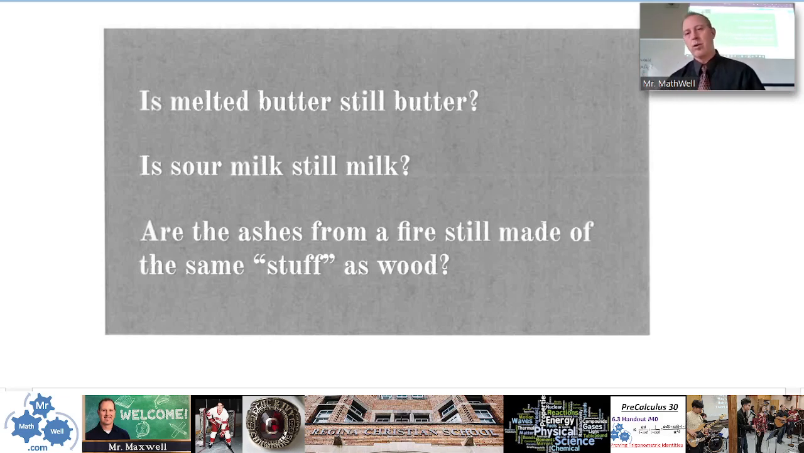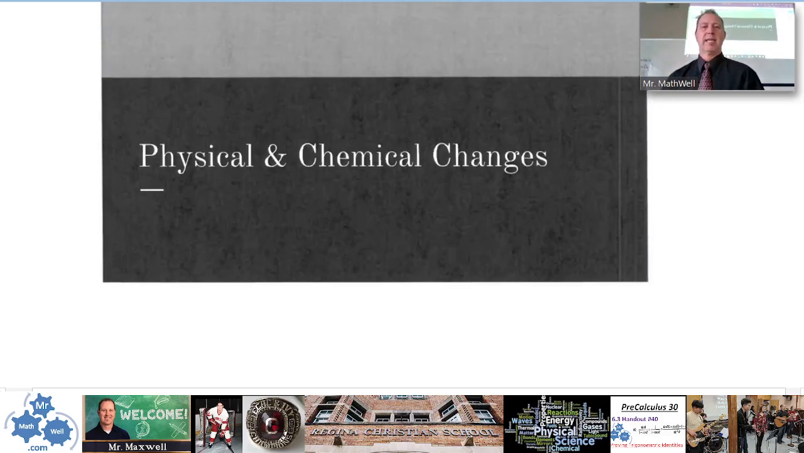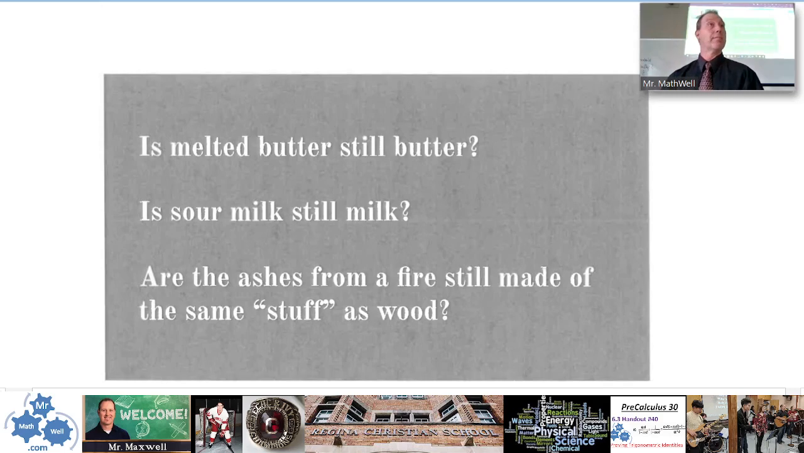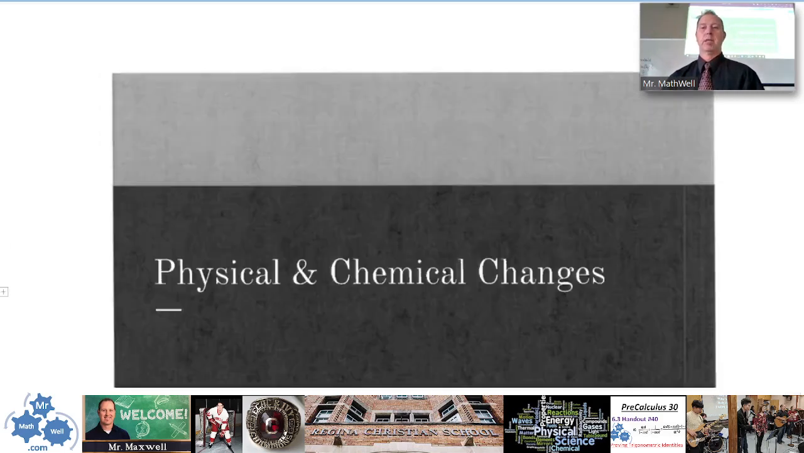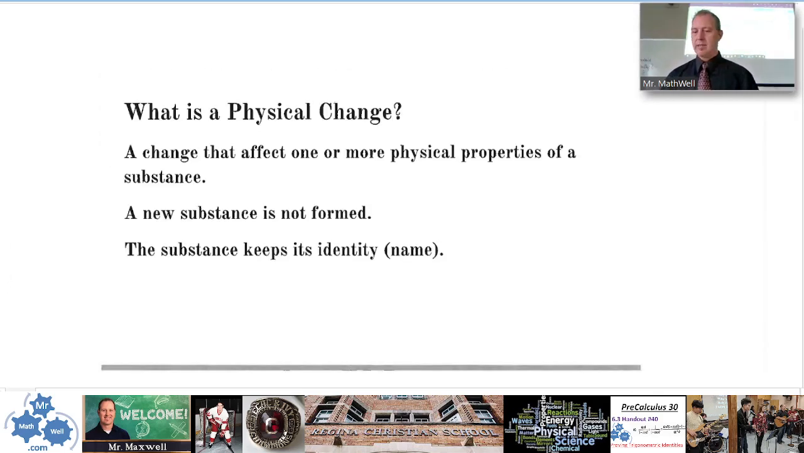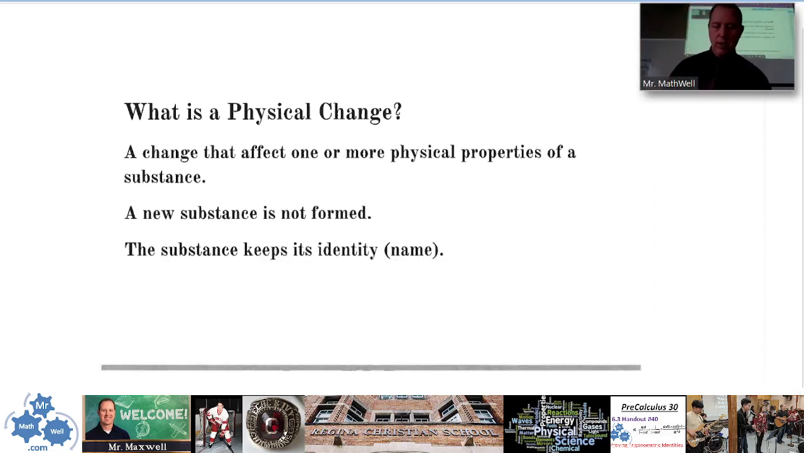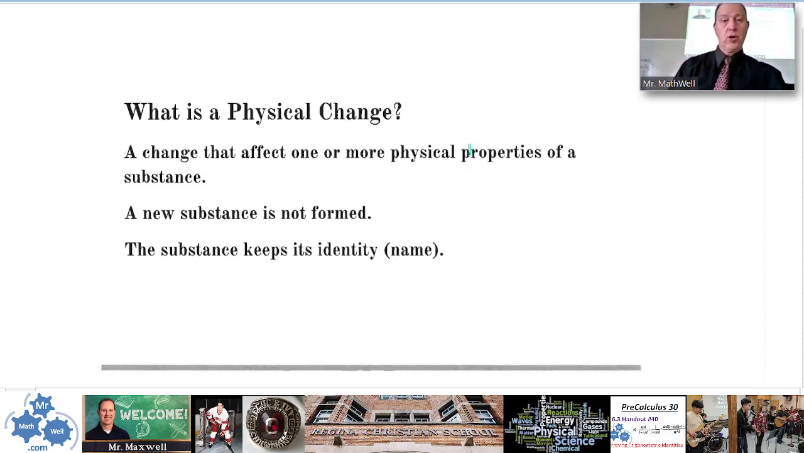If something sours, we have something different that tastes bad. So these are chemical changes. Physical changes would be like melting or cutting or something like that. Okay, so this is where we left off. What is a physical change? So your notes in front of you, if you have those, we're going to fill in some blanks. A change that affects one or more of the physical properties of a substance is what a physical change is defined as.